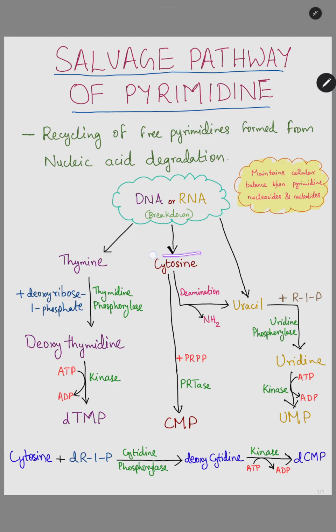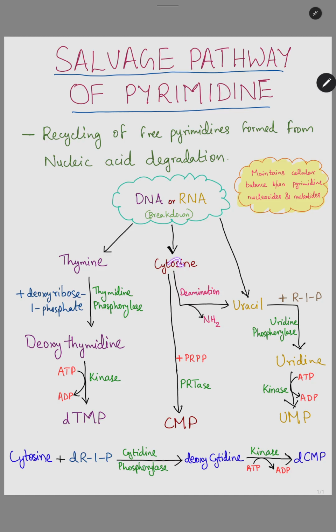And now coming to the nitrogen base cytosine. Cytosine is produced from both the breakdown of DNA as well as RNA. This cytosine can undergo deamination, and uracil can be produced. In the structure of cytosine and uracil, the only difference is cytosine has an extra NH2 group, and uracil has a double bond oxygen in that position. So if cytosine undergoes deamination and an NH2 group is removed, then we get uracil.